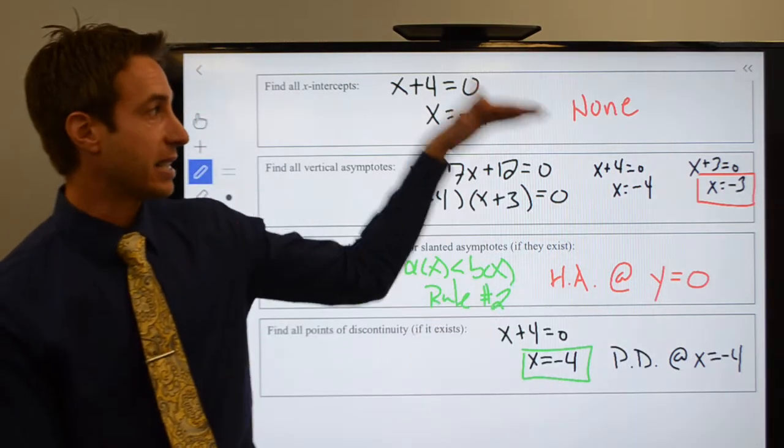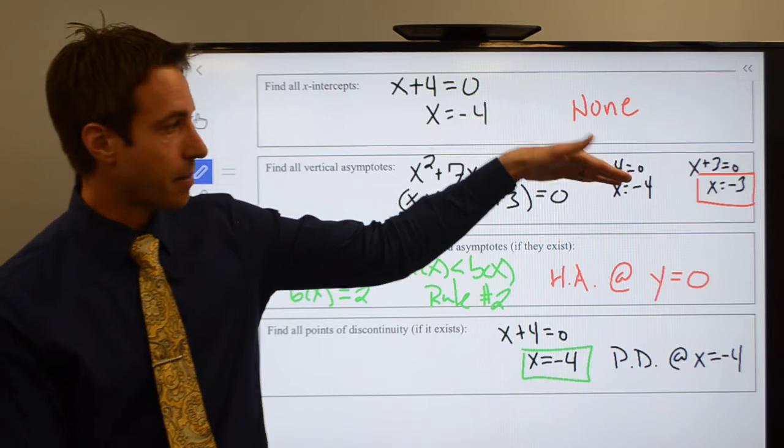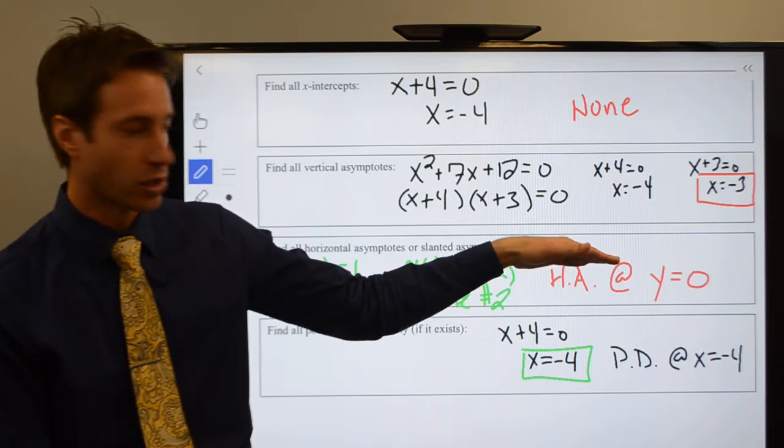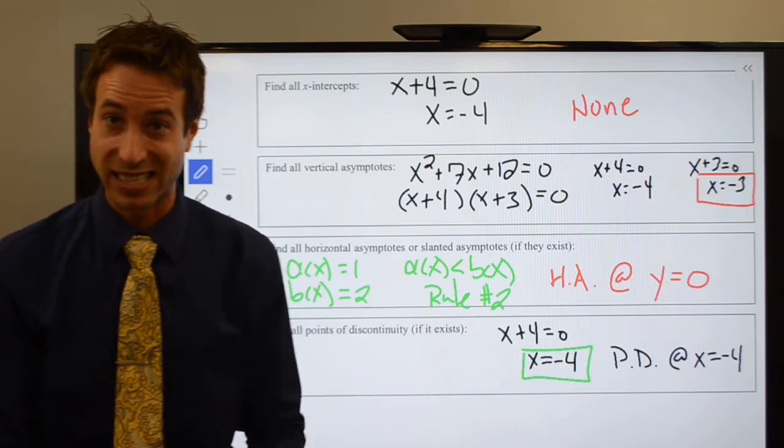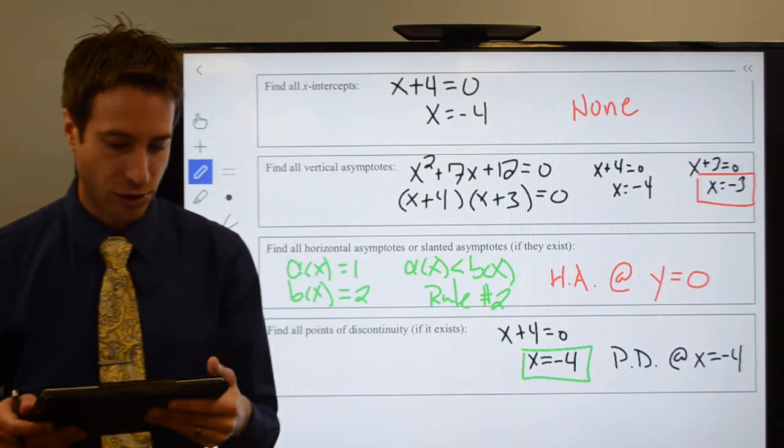The x-axis is my horizontal asymptote. Guys, I now have all the pieces. I know about my x-intercepts, my vertical asymptotes. Where's my horizontal asymptote? Do I have point discontinuity? Let's put the pieces together and see if we can figure out this mystery. Here we go.